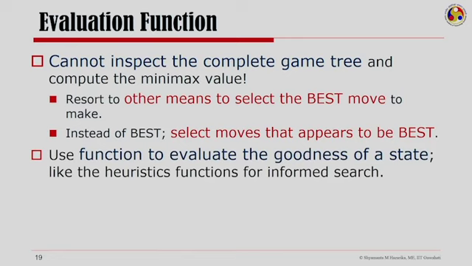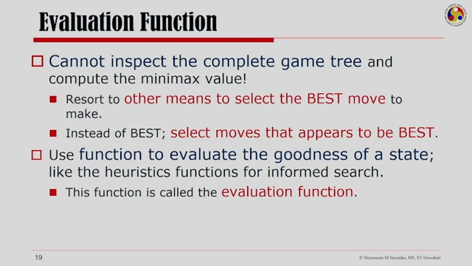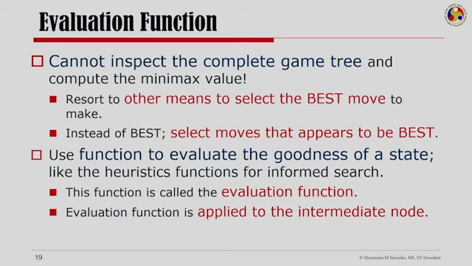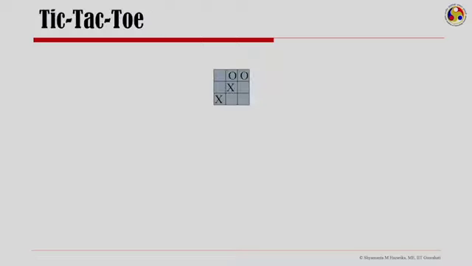So, we use a function to evaluate the goodness of a state. This function is something like the heuristic function for informed search, and this function is called the evaluation function. Evaluation function is applied to the intermediate nodes, and they allow us to pick up nodes that appear best. So, let us go back to our game of tic-tac-toe and try to understand the use of an evaluation function. Let us say this is the current position of a game of tic-tac-toe. So, I now have to give an x.